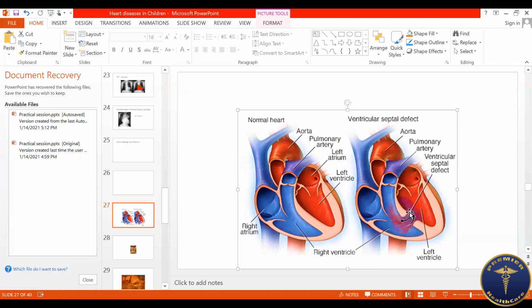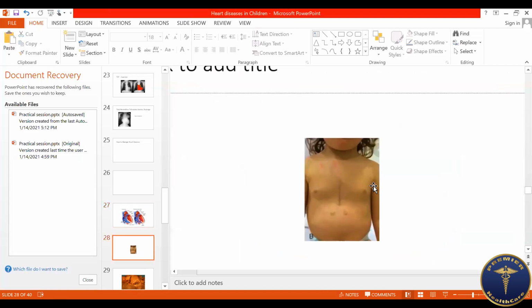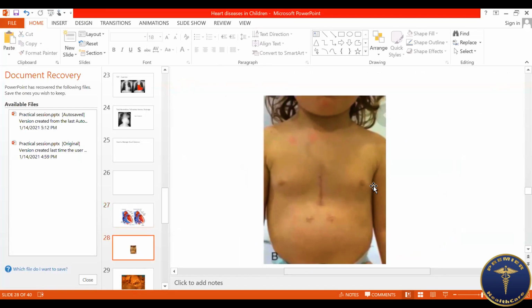But if the VSD is large, what can we do? We'll have to do a surgery. You can see that this nice little child has undergone a surgery right at the middle of the chest. She has got a scar, right? This is a VSD closure surgical scar. So how do you manage VSD? Basically, small VSDs can close naturally. The others will need surgery, right? And so that's one of the congenital heart diseases and its management.